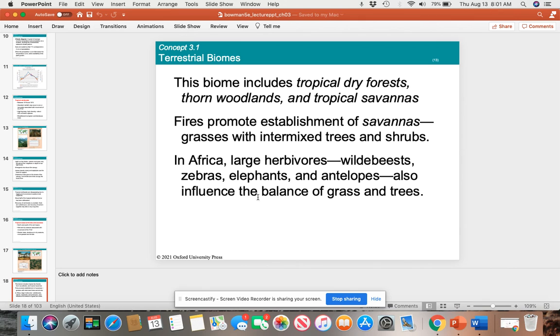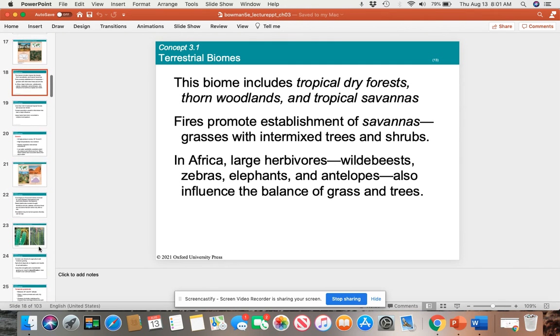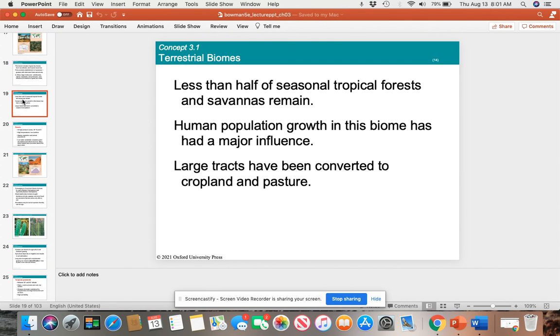Savannas, tropical savannas. So, what type of animals do you find? Wildebeest, zebras, elephants, antelopes. And of course, human impact here is clearing of forests for pasture land and even to plant crops.